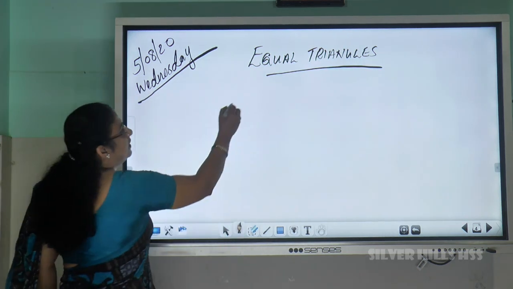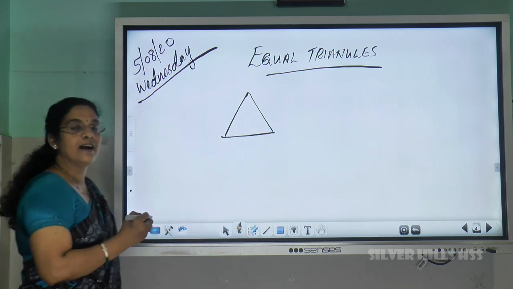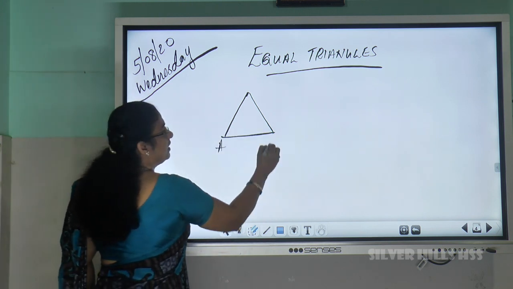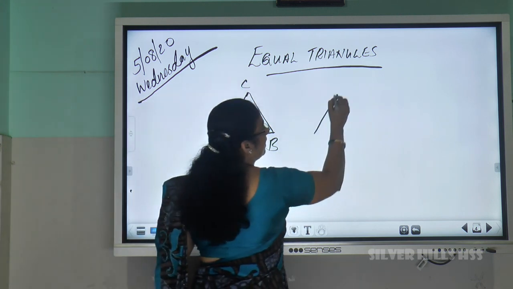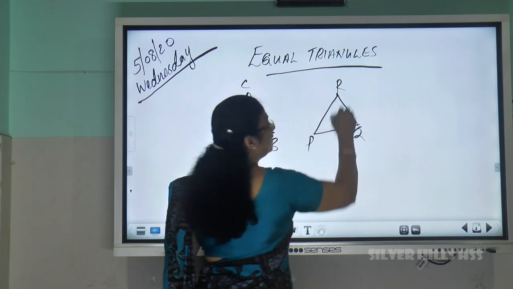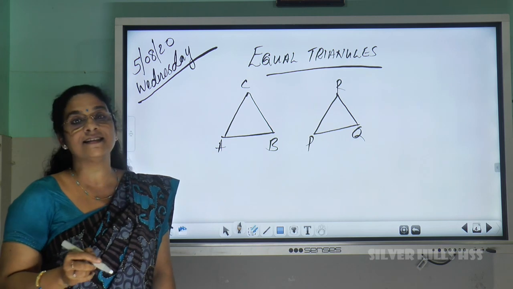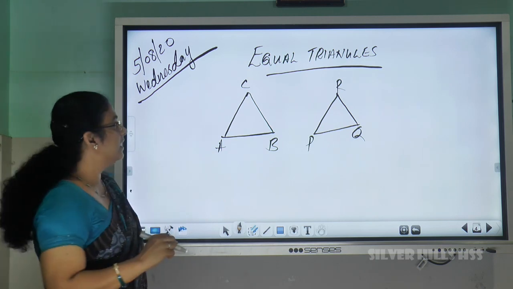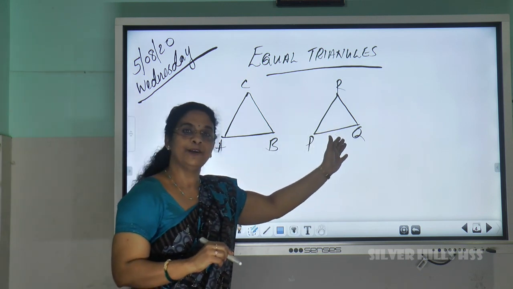We studied that if three sides of a triangle are equal to three sides of another triangle, then the angles opposite to equal sides are equal. Here we have two triangles ABC and PQR.